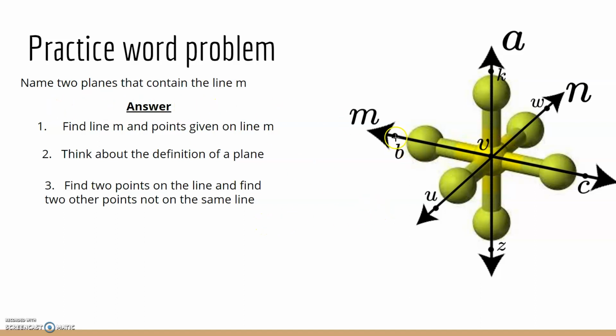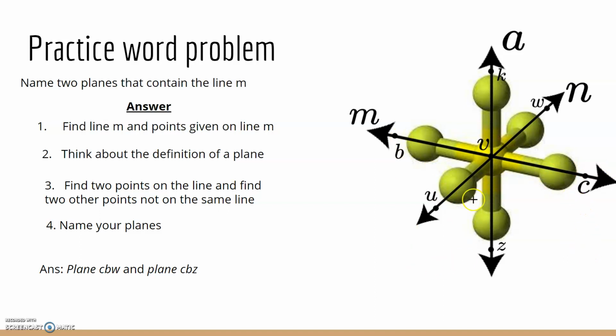So here we're going to take points B and C, or B and V, or V and C, and then we're going to find 1 point not there. So W, for example, K, U, or Z. And then next, we're going to name our planes. So here, an example answer could be plane BCW. So this plane right here, there will be a plane right here, or plane BCZ.